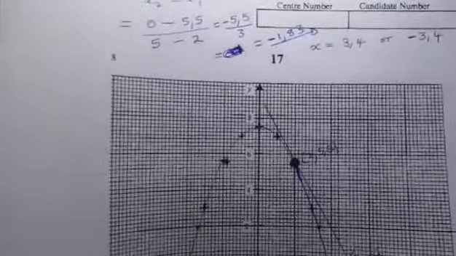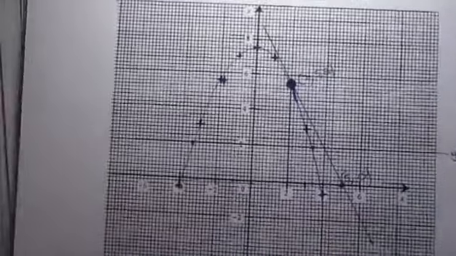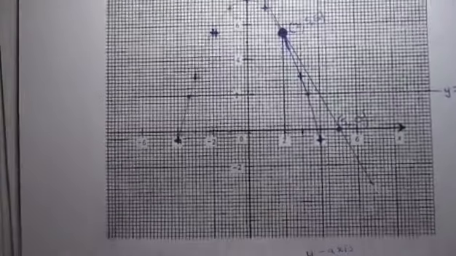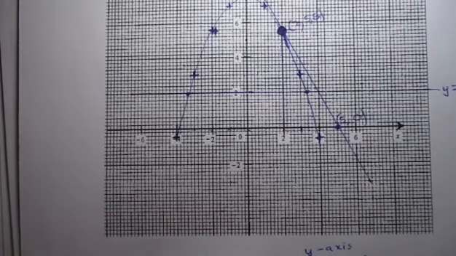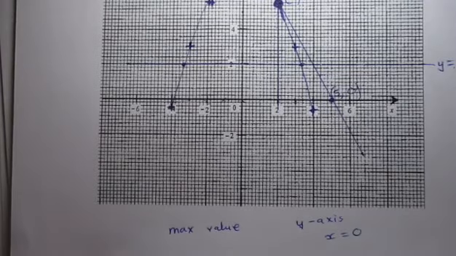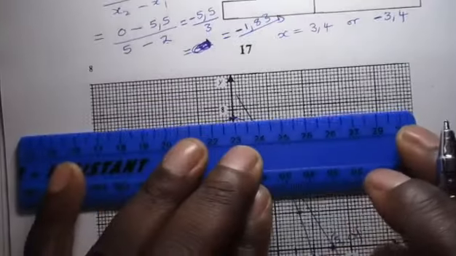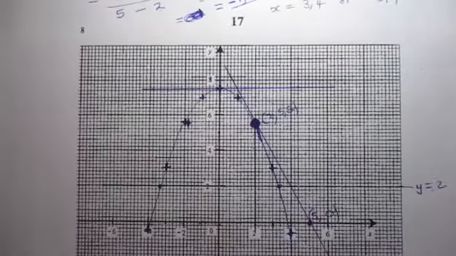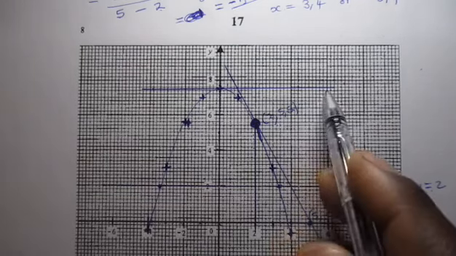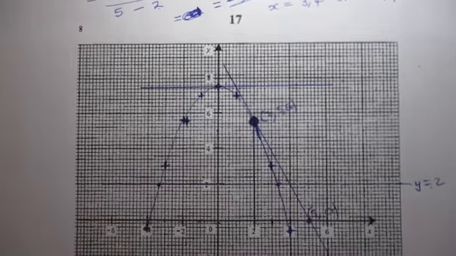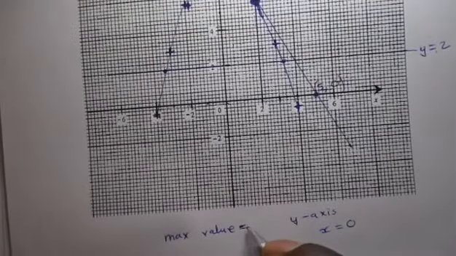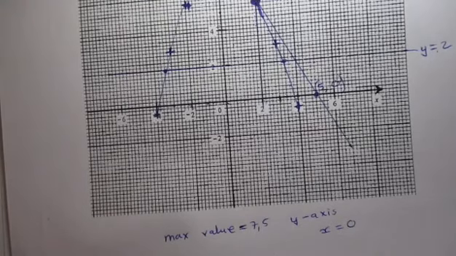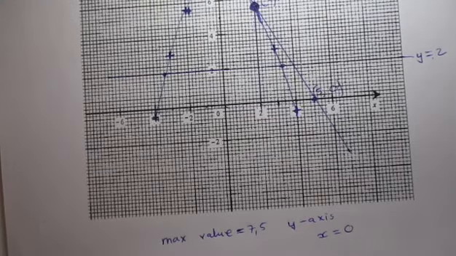Then there are some questions that you may come across in line with this graph. You can be asked to find the maximum value of y. If you are asked to find the maximum value of y, you draw a horizontal line at the peak point of your graph. You can clearly notice that this line is cutting at 7.5. So the maximum value of y becomes 7.5. I hope you are following, class.